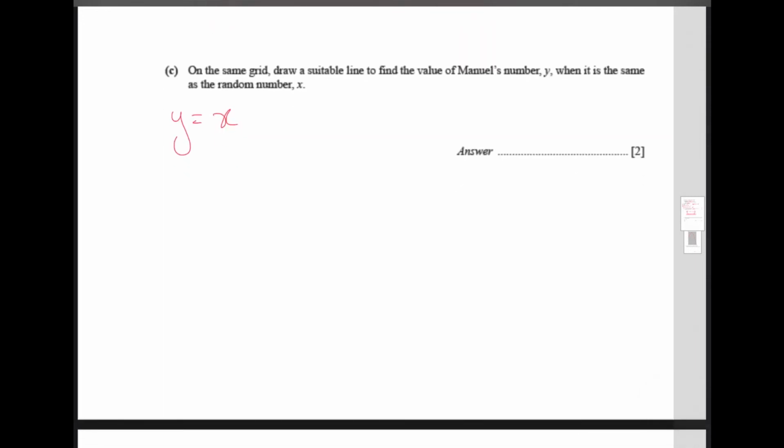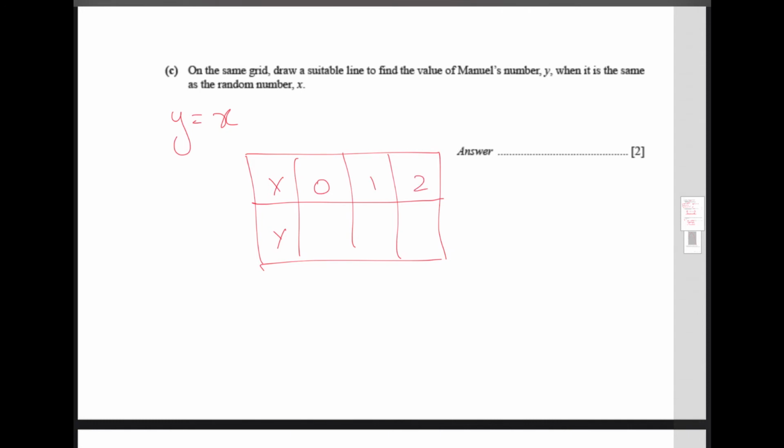So when you draw a line for y equal to x, you need a small table for 3 values of x and 3 values of y, because this is going to be a straight line. So you choose any 3 values. Let's choose 0, 1 and 2. So when you plug in 0 into this equation, y would also be 0. When you plug in 1, y would be 1. And when you plug in 2, y would be 2.